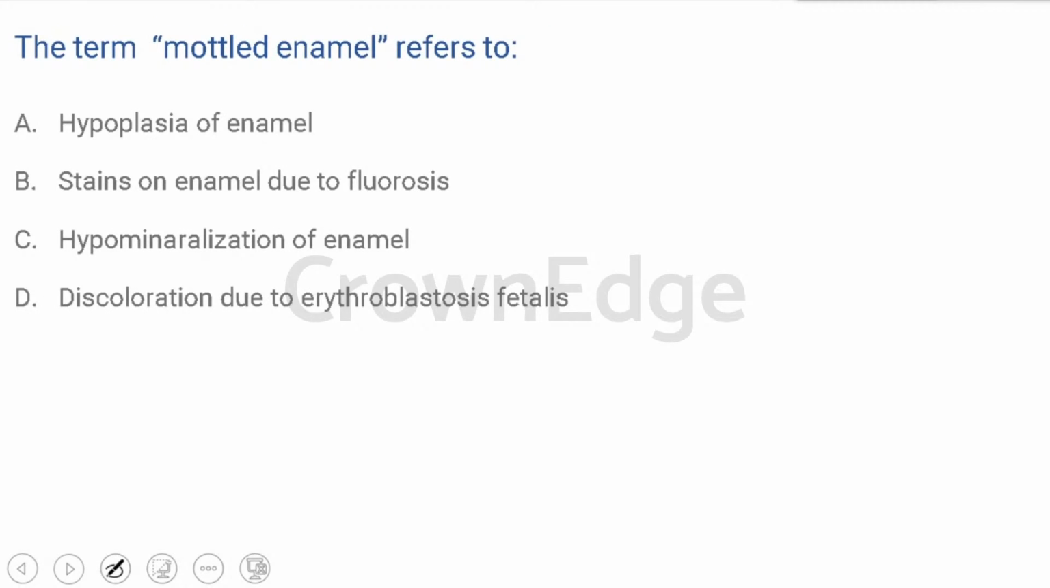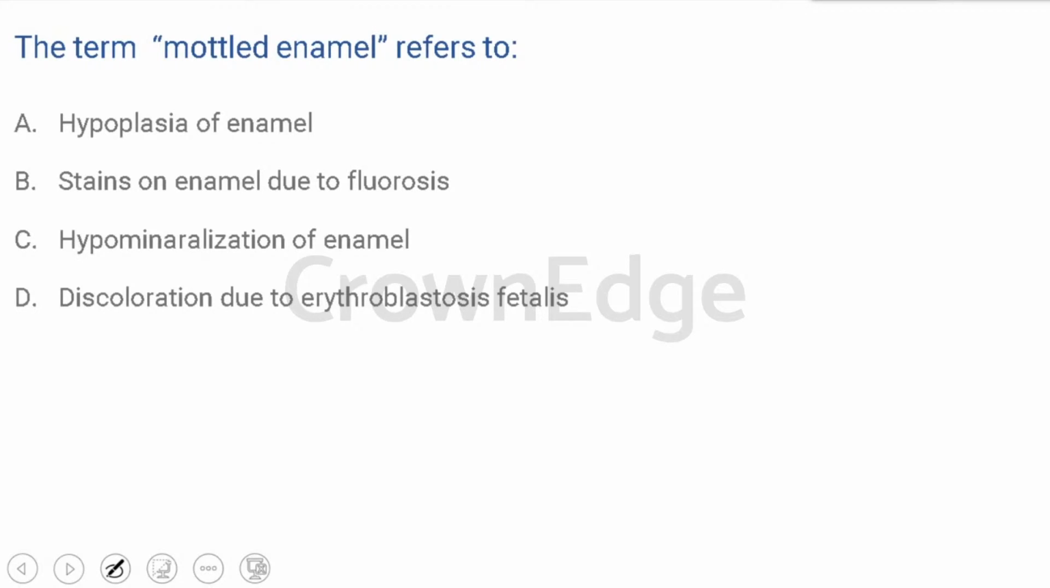The term mottled enamel refers to A. Hypoplasia of enamel, B. Stains on enamel due to fluorosis, C. Hypomineralization of enamel, and D. Discoloration due to erythroblastosis fetalis. So what would be your answer for this particular question? You can come onto the chat box and leave your options here. The answer is B, which is stains on enamel due to fluorosis.